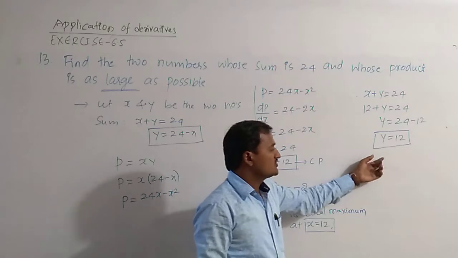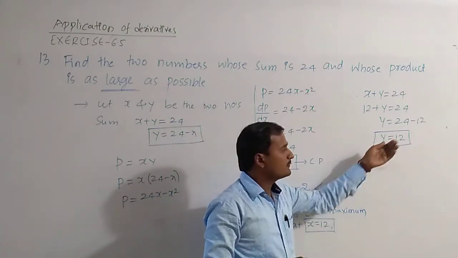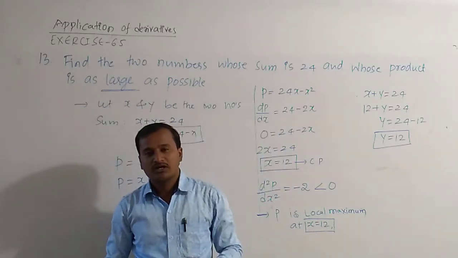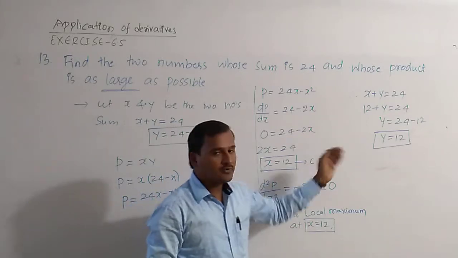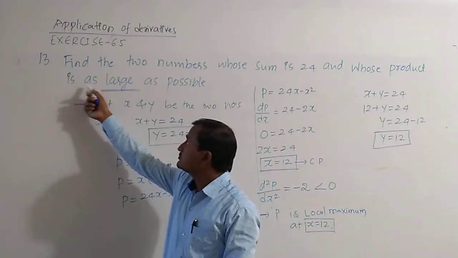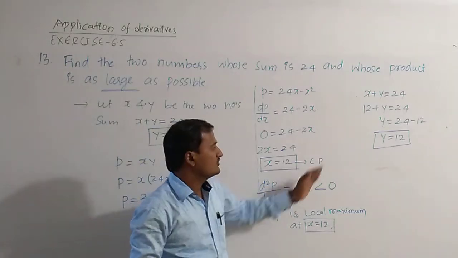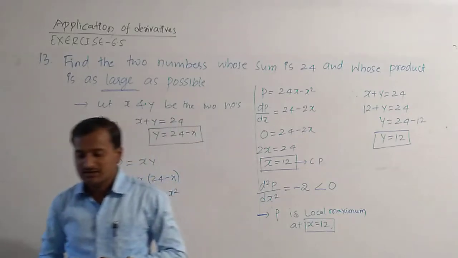So the sum of those two numbers is again 24, and the product, 12 into 12, is equal to 144. That is the maximum product, the product of those two numbers is as large as possible. Such a type of question may be asked for 3 marks.